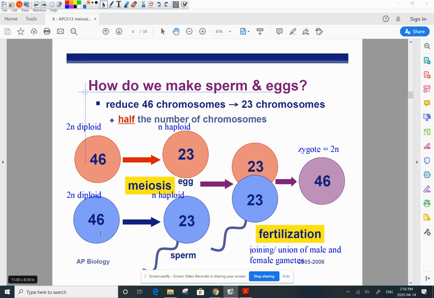Males undergo spermatogenesis, and they're diploid, 2n = 46 chromosome cells. They have to reduce the chromosome number, halve it, down to 23, so that when the sperm and egg come together at fertilization, we join those gametes together. Now the zygote is going to have the correct number of chromosomes, and that diploid 2n number is going to be 46.